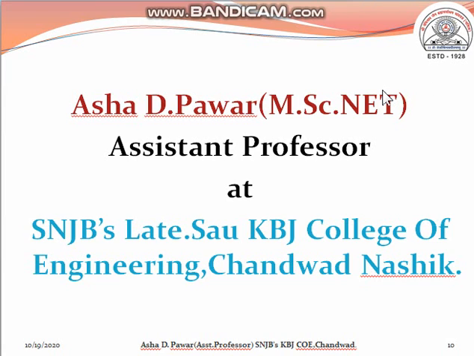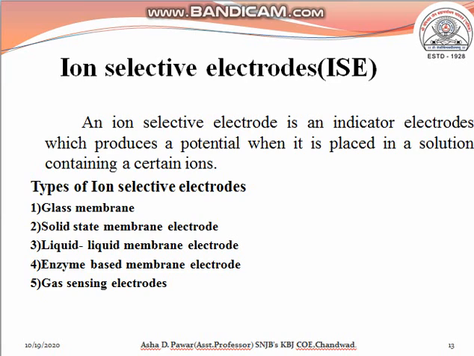Students, in the last session we learned the glass electrode and the calomel electrode. The third type of electrode included in your syllabus in Unit 2, the instrumental methods of analysis, is the ion selective electrodes. So today we are going to learn the ion selective electrodes.